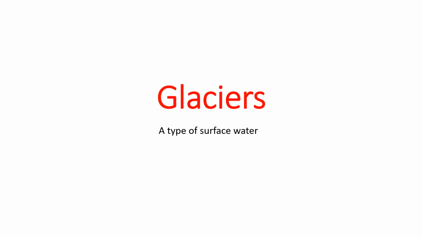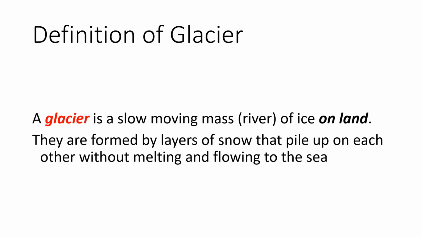So let's talk about glaciers here today. Glaciers are a type of surface water. They just happen to be fresh water that's frozen on the surface. Now we're going to define what a glacier is, and I need you to pay very close attention to this and write the definition down very carefully, because I have worded this pretty precisely.